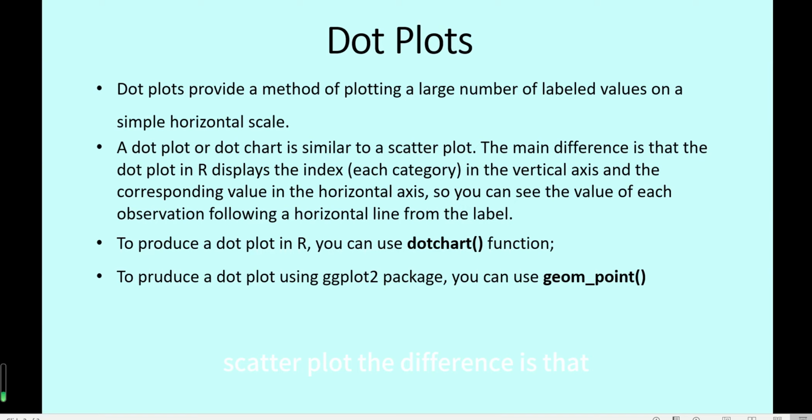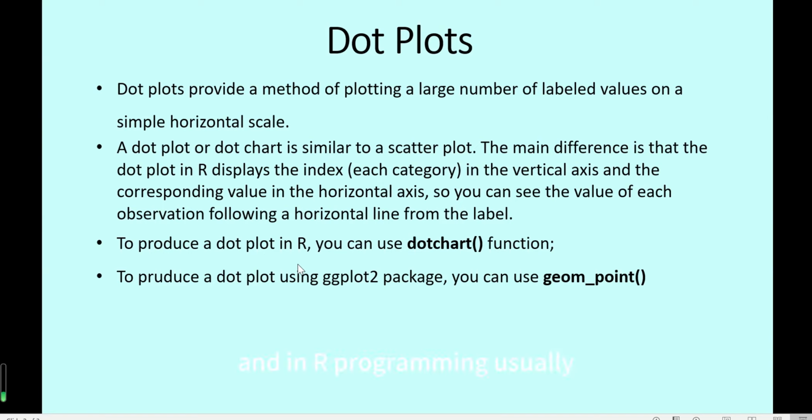The difference is that in dot plots, we display the index, usually the category of the variable, on the vertical axis, and usually the corresponding numeric value will be plotted on the horizontal axis. So we will show several examples later.